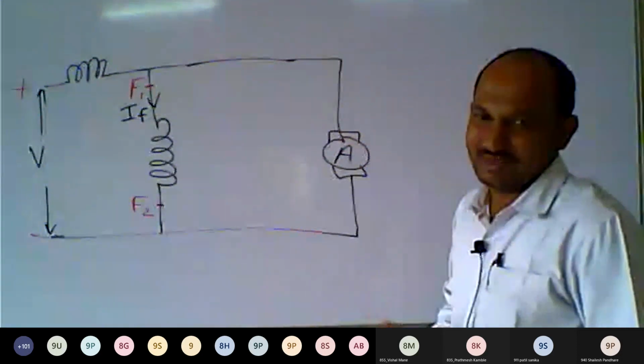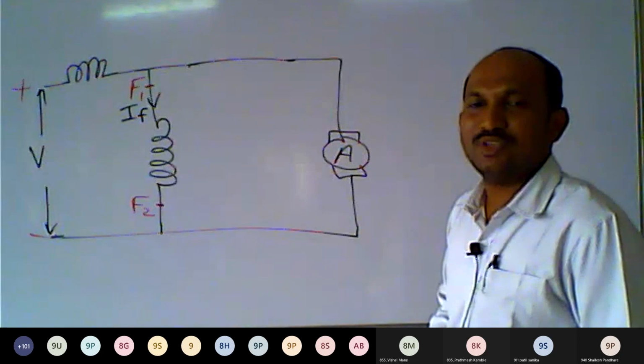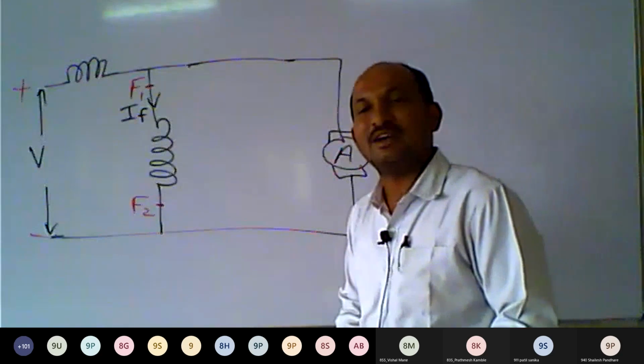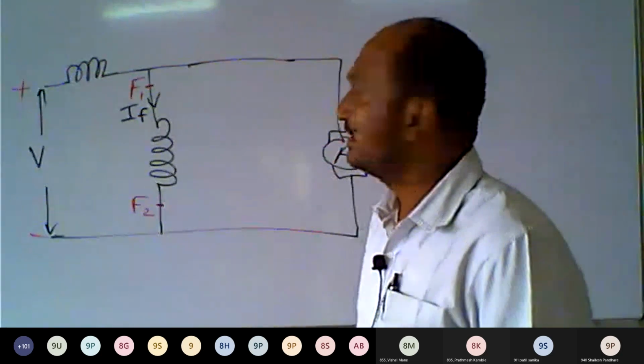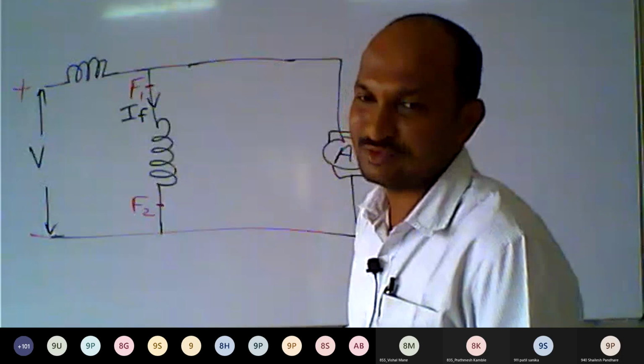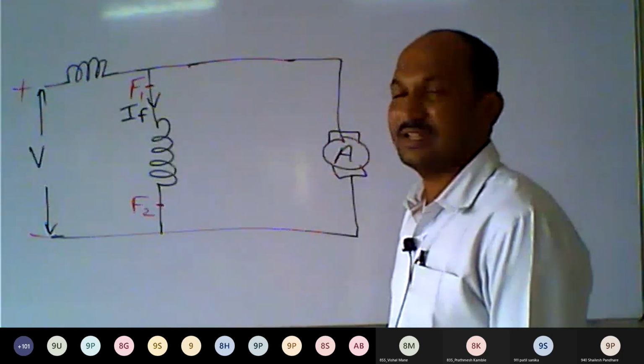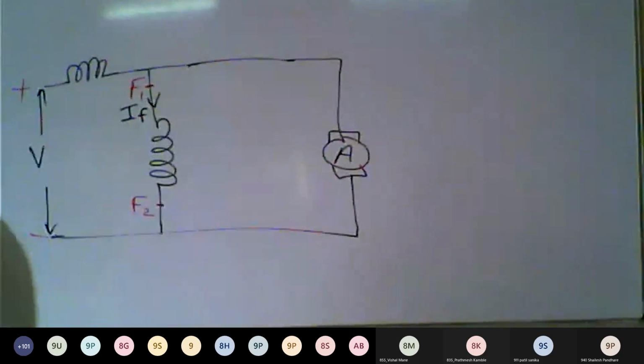So these are the types of DC motor. Today we saw the construction and working of the DC motor, parts of the DC motor, and types of the DC motor. This is the symbolic electrical representation of how the field winding and armature winding are connected. Depending on the connections, there are different types of DC motor.